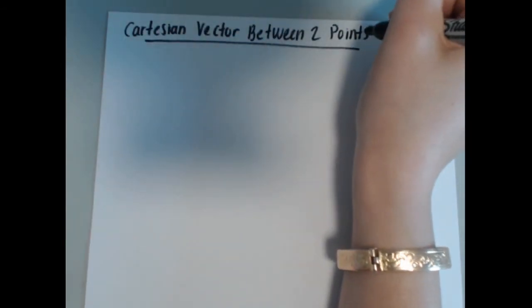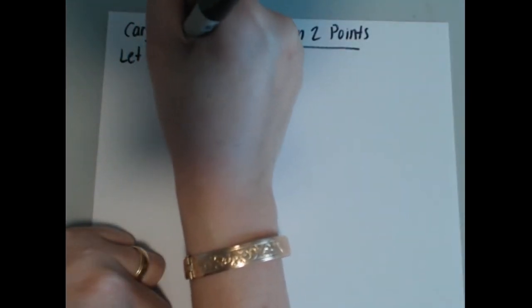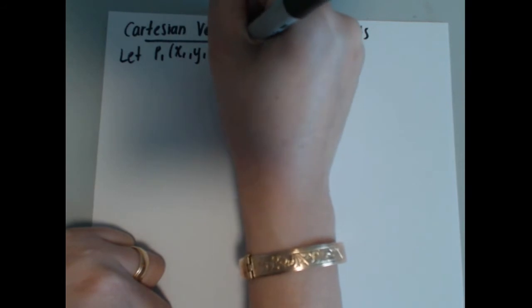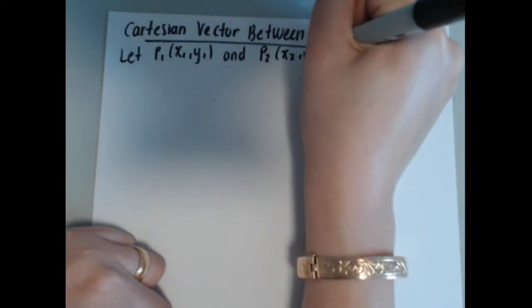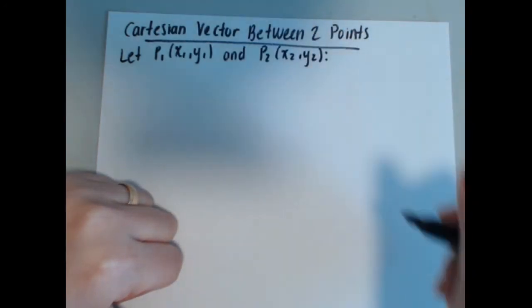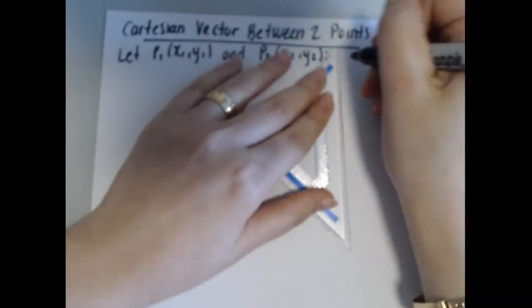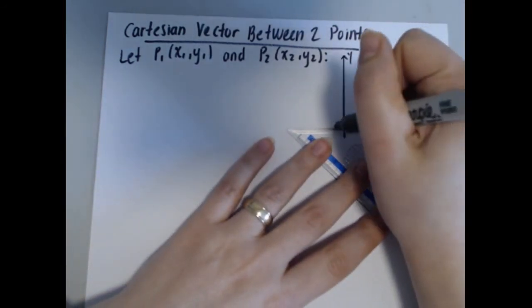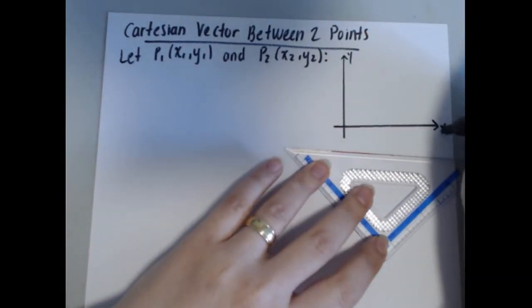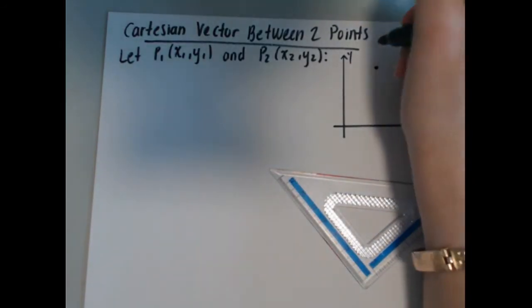Okay. Let's say I've got 2 points. So let P1 be the point (x1, y1), and P2 will be the point (x2, y2). Okay, let's grab our rulers, and we're going to draw the first quadrant of our Cartesian coordinate system. So there's my y-axis, there's x, and let's say my points are here. Wherever they are, I have my 2 points.